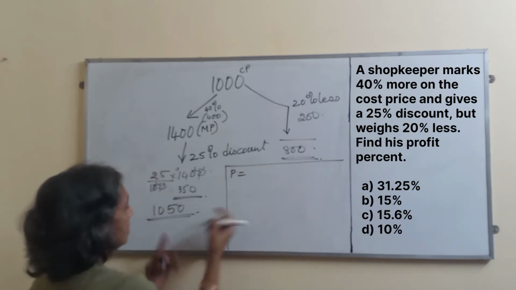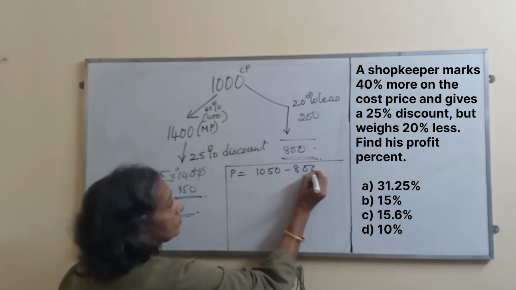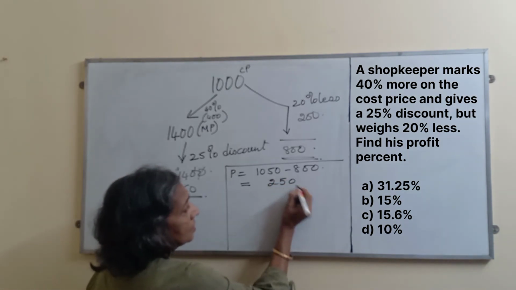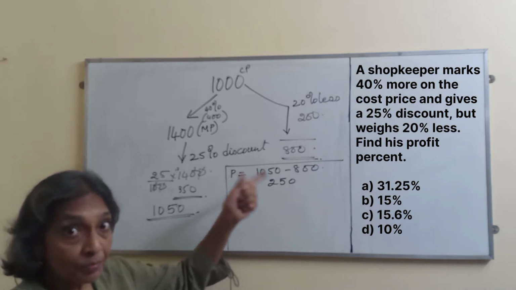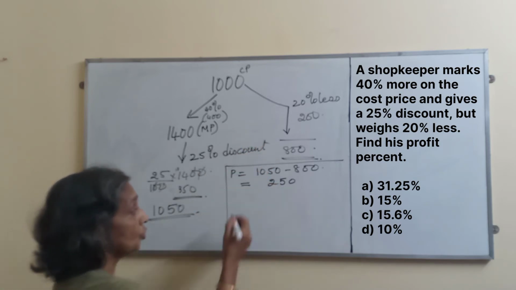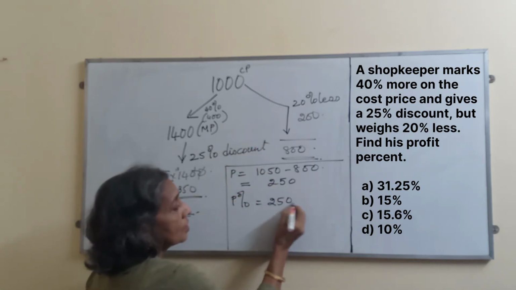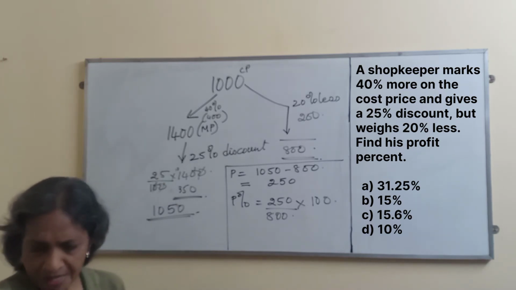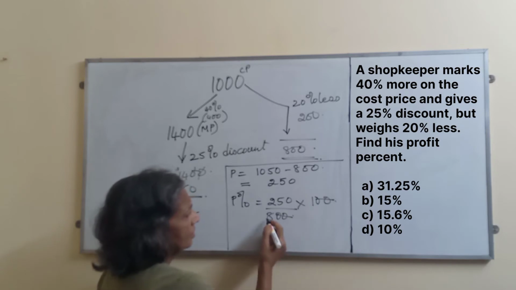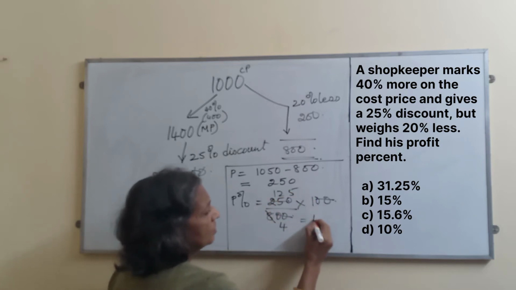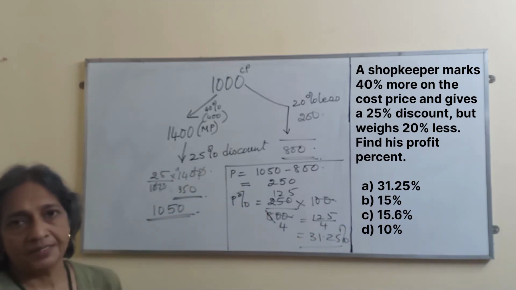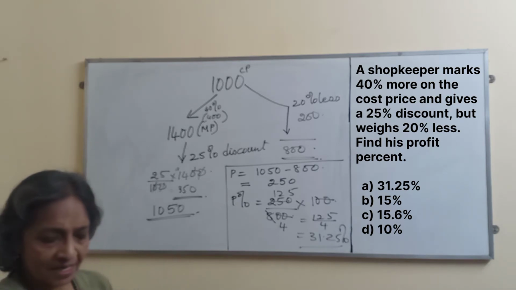You all know how to find the profit. Now how much is this? This is 250. Now this profit, as I told you in the previous, is what you're getting on what he's giving you. So the profit percent would be on 800 rupees. Okay, now calculate this. 2 4s are 125 upon 4. So 4 3s are 31.2%. Okay, so your A option is the correct option.